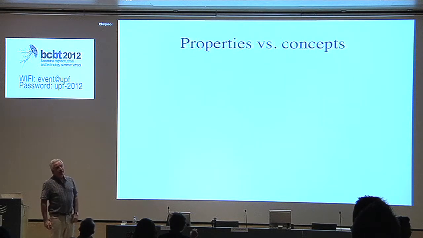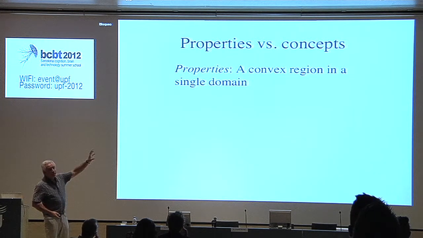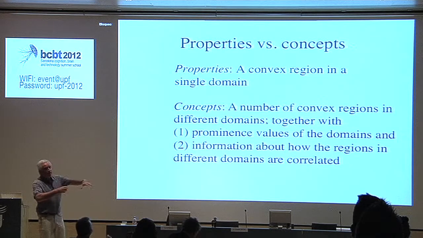I make a distinction between properties and concepts. This is my distinction. A property I define in terms of a region of a domain. And I add the assumption that it's a convex region. And actually, that's a very productive assumption. While a concept in general is more complicated.